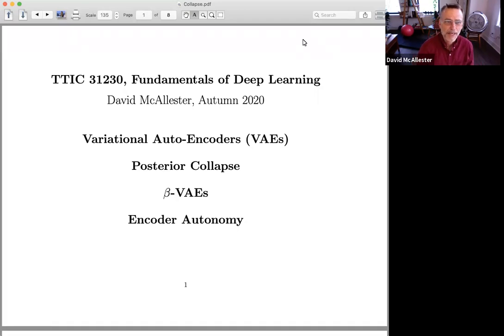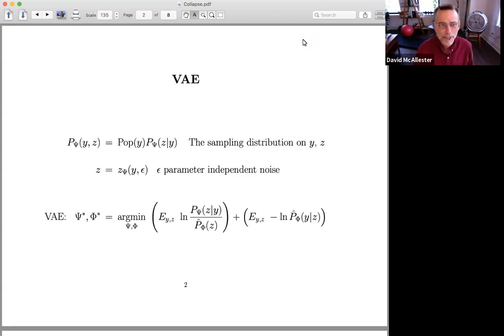Hi, this is our second unit on variational autoencoders, and I'm going to cover a few surprising and strange mathematical properties of variational autoencoders. So let's review where we are. This is a variational autoencoder. Now this version is formulated in terms of the sampling probability distribution as the main joint distribution on Y and Z.